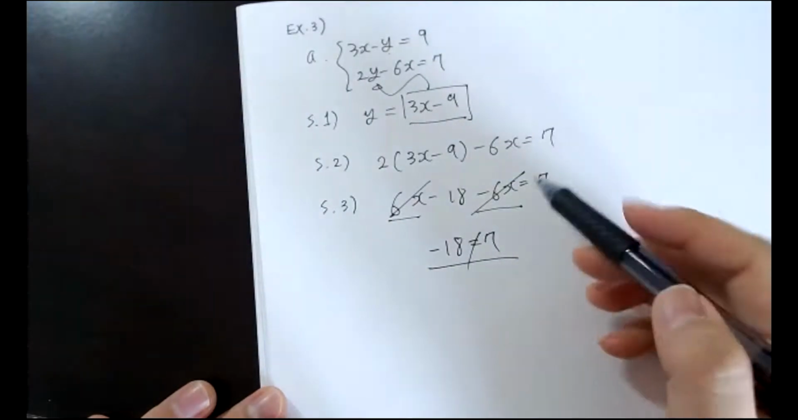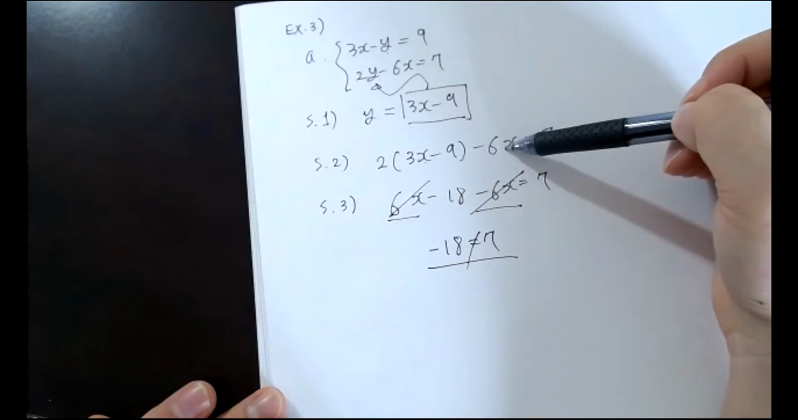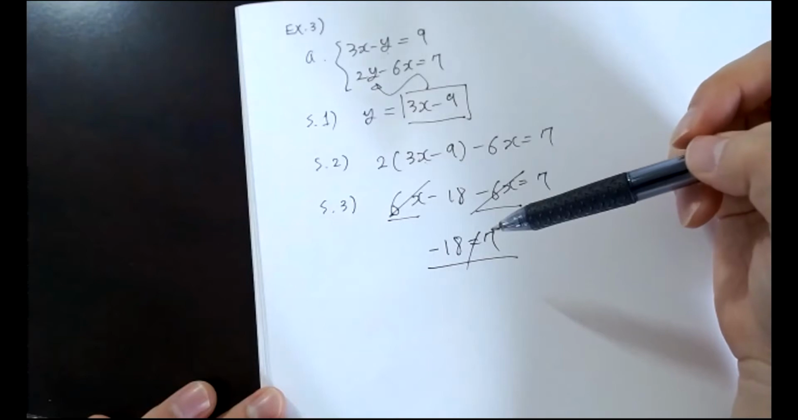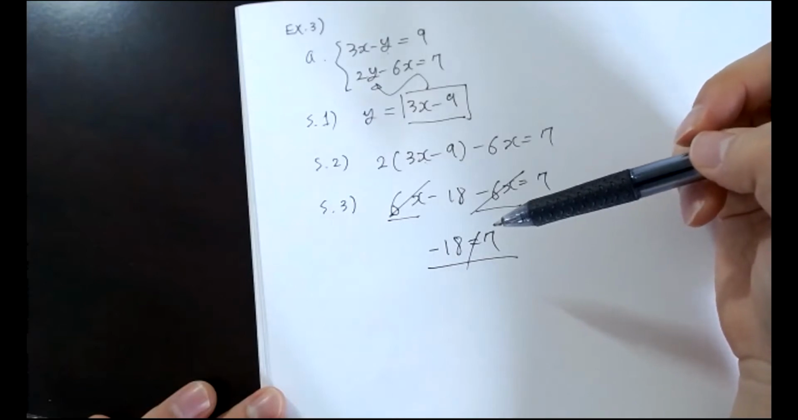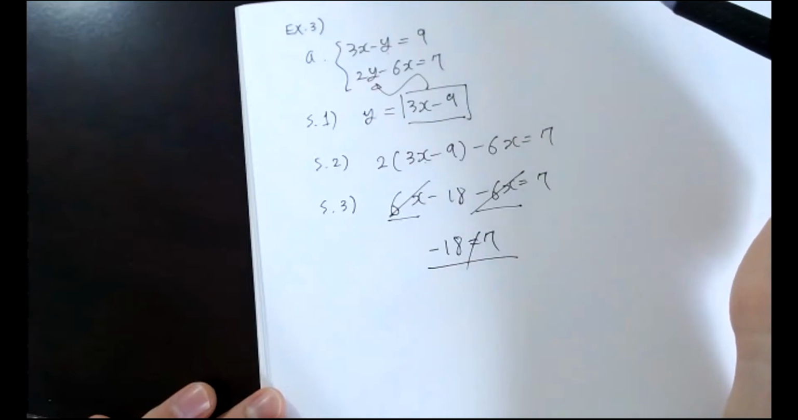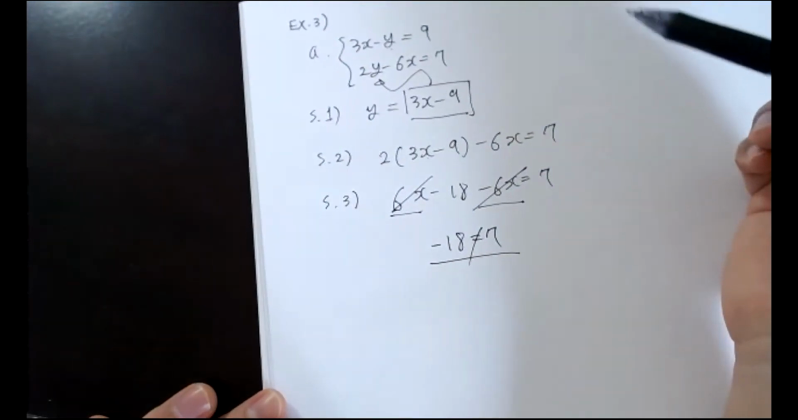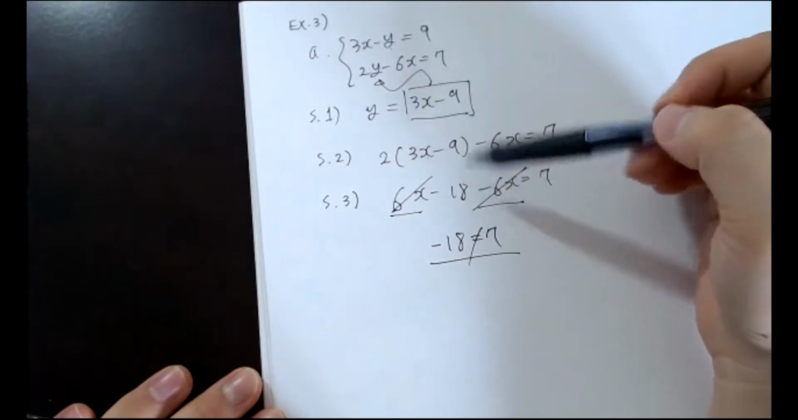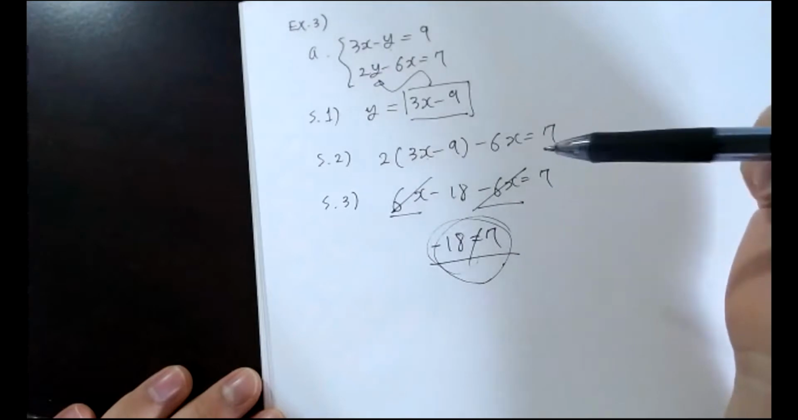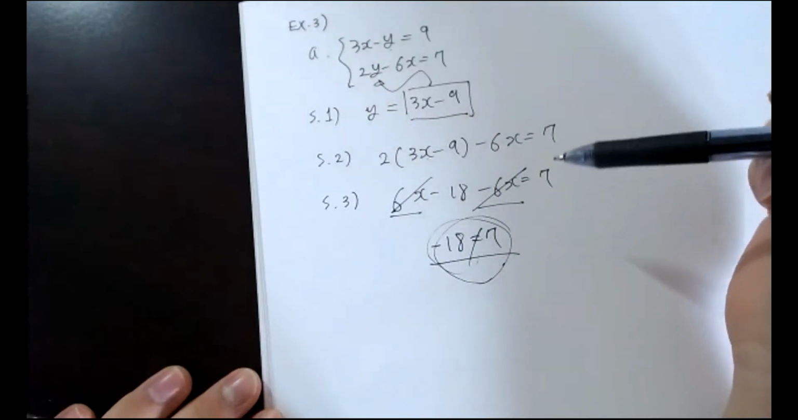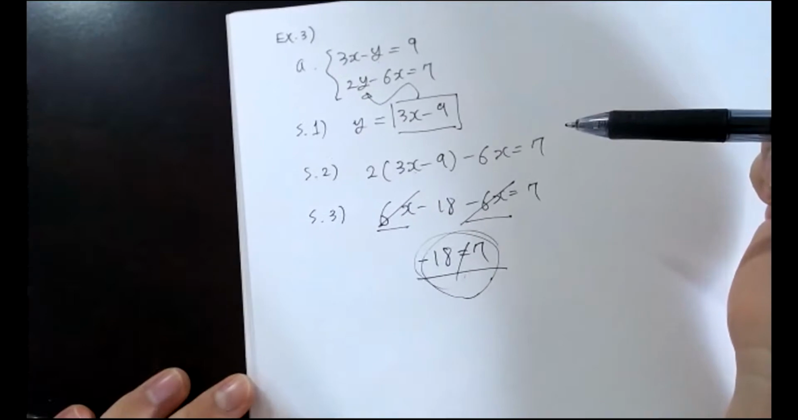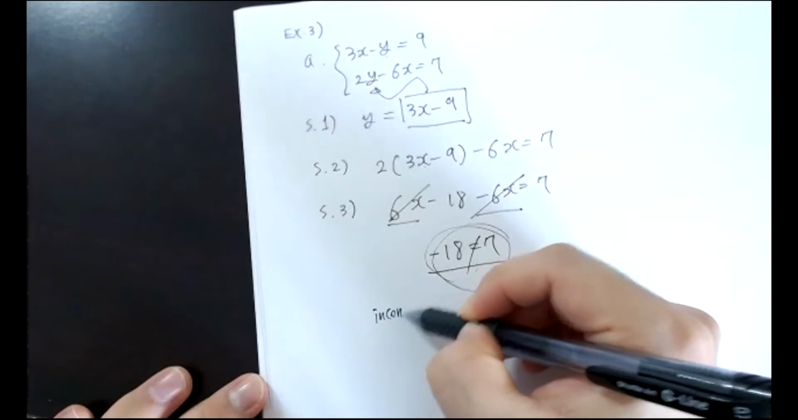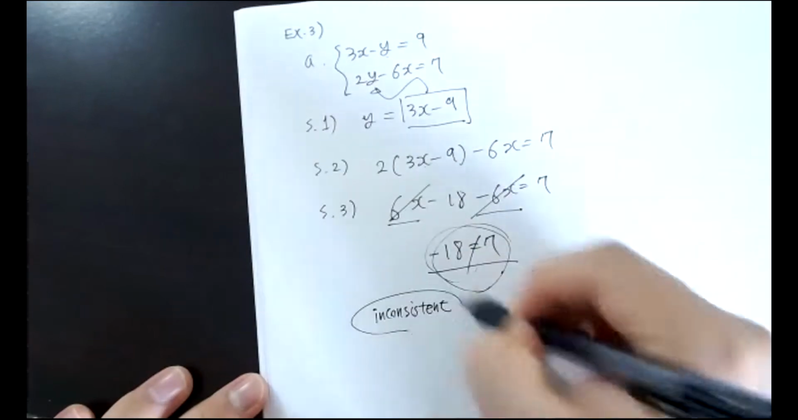For any choice of x, it turns out that negative 18 equals 7, which is not true. So this system doesn't have a solution. Whenever you try to solve it, it ends up with a false equation, negative 18 equals 7. So in this case, the system is inconsistent.